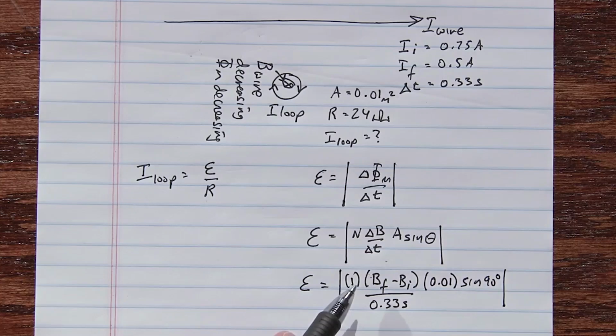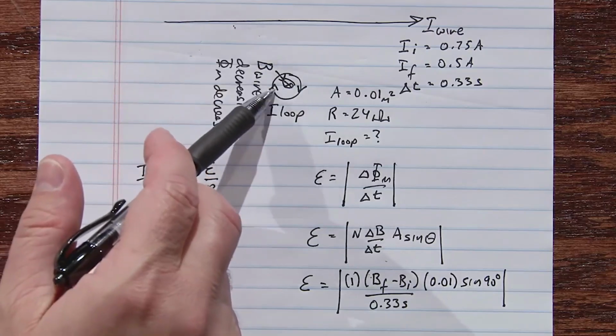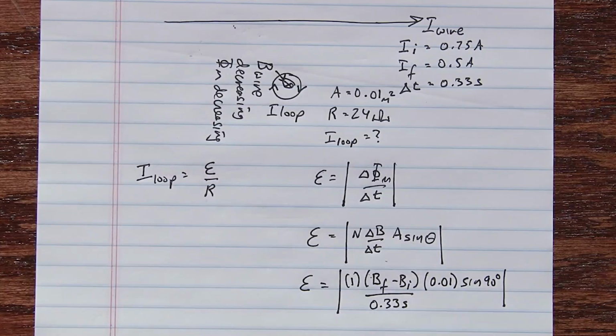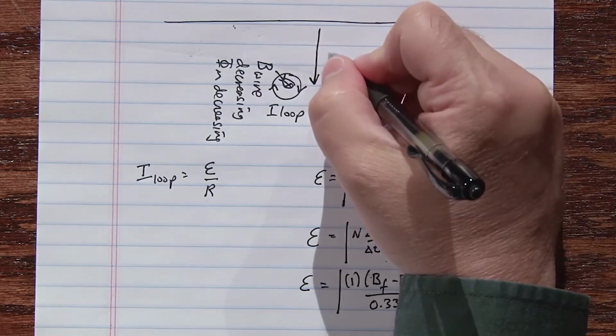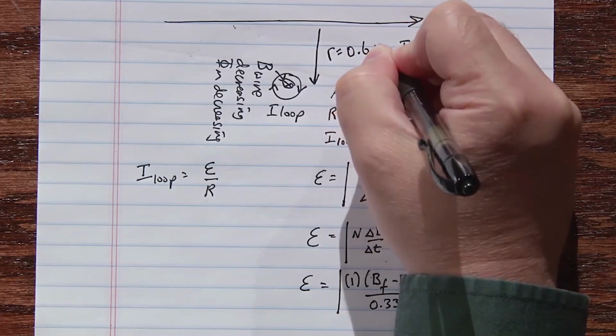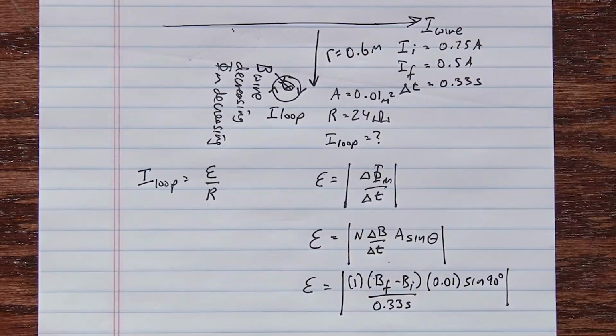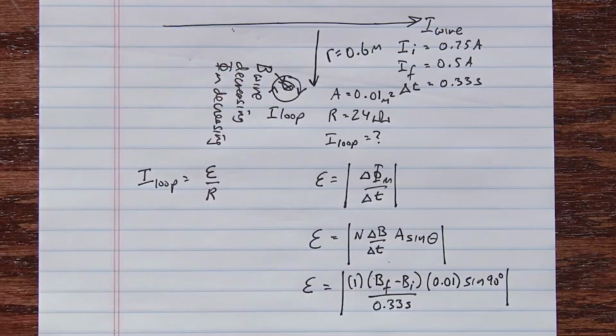And what we're left with looking for is B final and B initial, and we can calculate the magnetic field that this wire creates at this distance. There is one bit of information that I left out, and that is that the center of the loop is at a radius r equal to 0.6 meters from the wire. That's important. We need to know that to calculate the magnetic field, because the magnetic field decreases with increasing r. So we need to know exactly where the loop is.